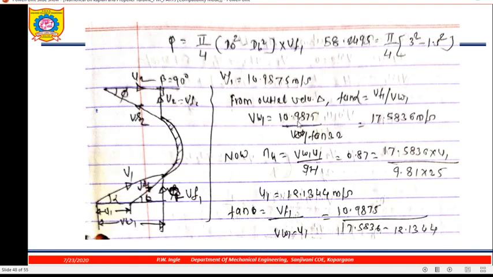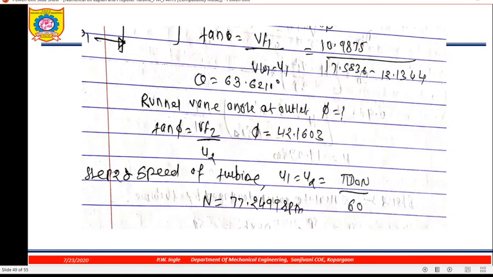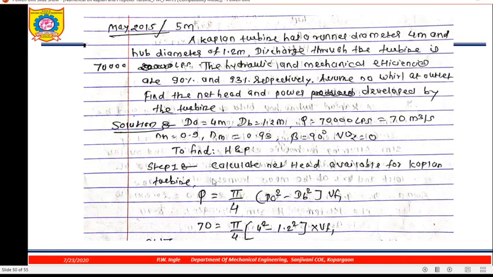So you are getting the θ angle. Now runner blade angle, that is φ. Now speed U1 equal to U2 equal to π D0 N by 60.